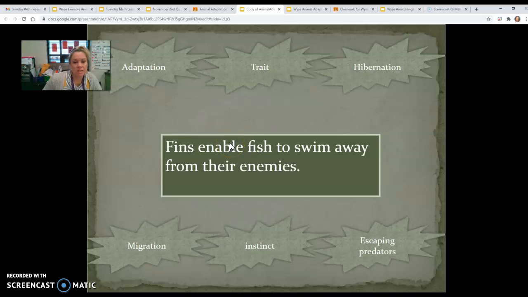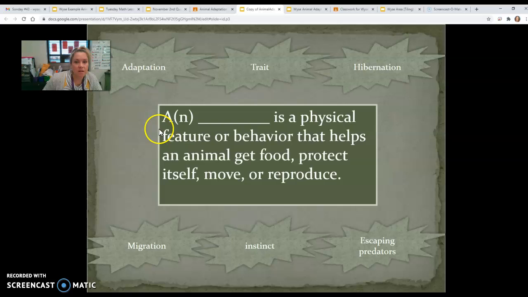Is that a trait, an instinct, an adaptation? What do you think? Okay, so think about that one. A blank is a physical feature or behavior that helps an animal get food or protect itself. What do you think that one would be?